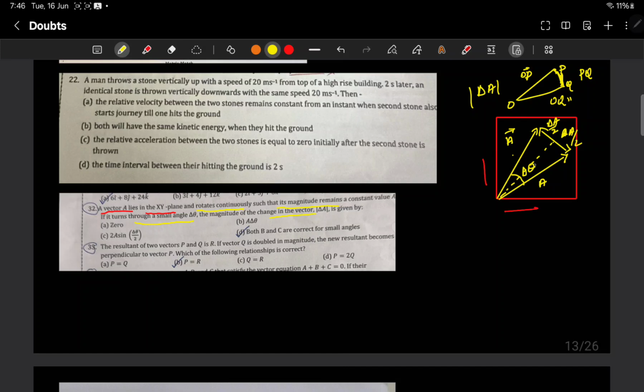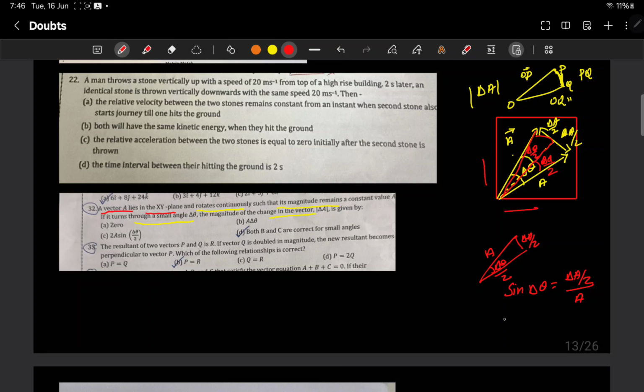Then theta also divides into two. So here I will be having what? Del theta by 2. I will use another color. This is del theta by 2. This angle is also del theta by 2. Now see this right angle triangle. In this right angle triangle, this angle is del theta by 2, this side is del a by 2, and this is a. Now what will be the value of sin of del theta by 2? It will be equal to opposite over hypotenuse. Opposite is del a by 2 divided by a. Okay, this is what we will get.